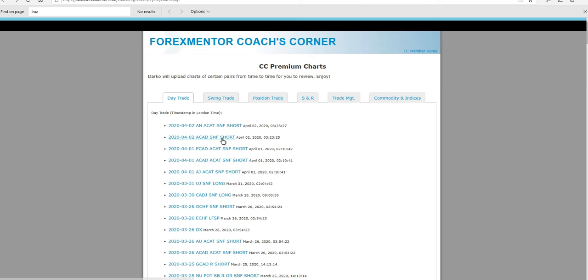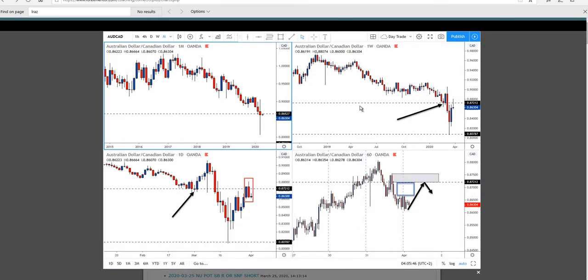I'll show you this. Here it is right here. See this? The Aussie CAD ACAT set and forget short. Okay, so if I click on that, here's what he saw. We had a great level. This was both an advanced candle action trade, or ACAT as we call it, and it was also what we call a set and forget setup. A great trade setup at a level that had been on Darko's radar. This wasn't the first time he'd mentioned that level.